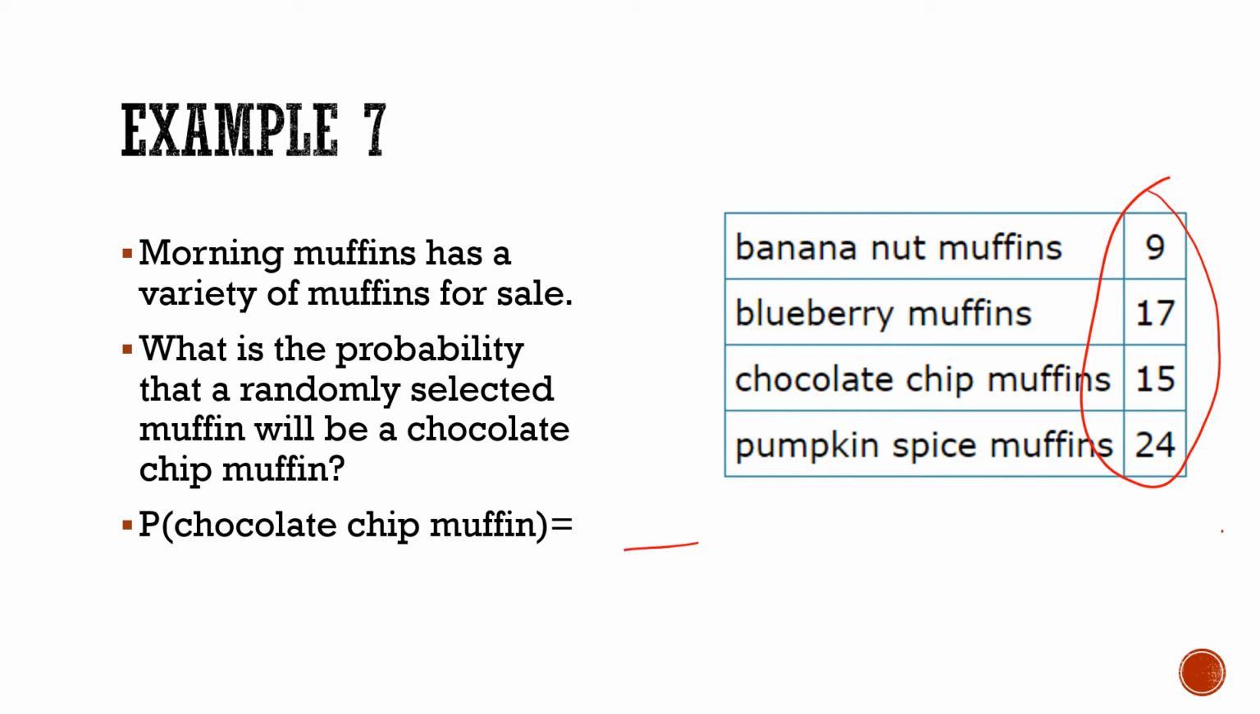So there's a total of 65 muffins, and we're looking for the probability of a chocolate chip. So the chocolate chip muffins was 15. And then you'll need to simplify 15 over 65. Again, you can use your calculator to do that. And you get 3 over 13.